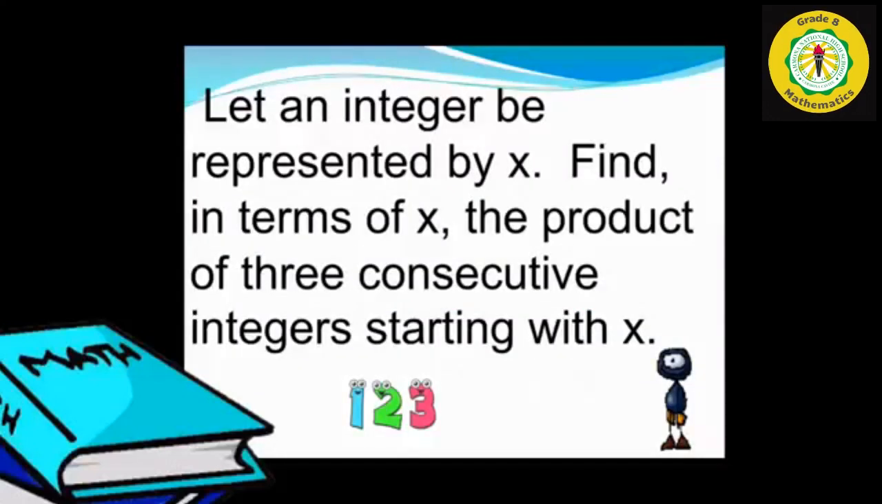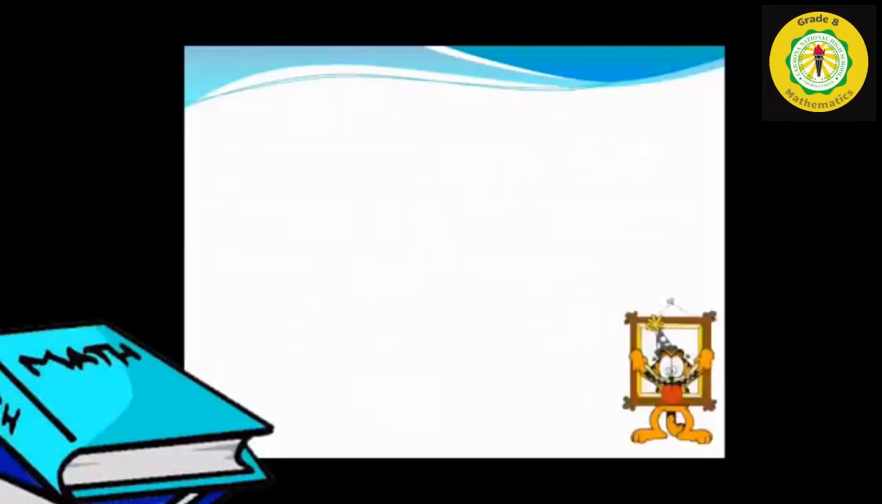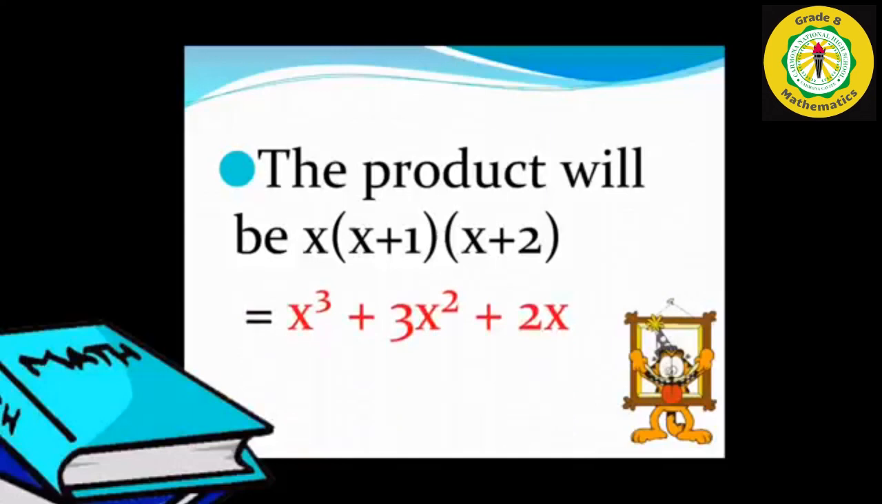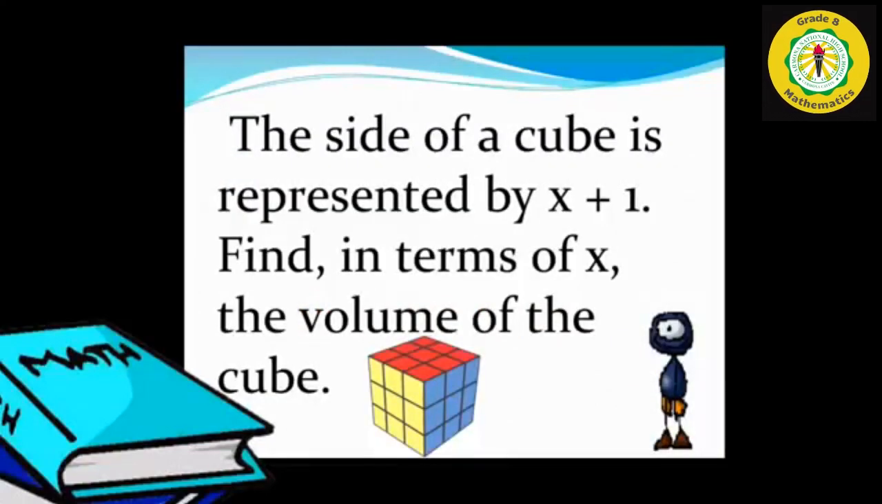Another problem, let an integer be represented by x. Find, in terms of x, the product of three consecutive integers starting with x. Since we are dealing with three consecutive integers, the product will be x multiplied by x plus 1 multiplied by x plus 2. So the answer will be x cubed plus 3x squared plus 2x.